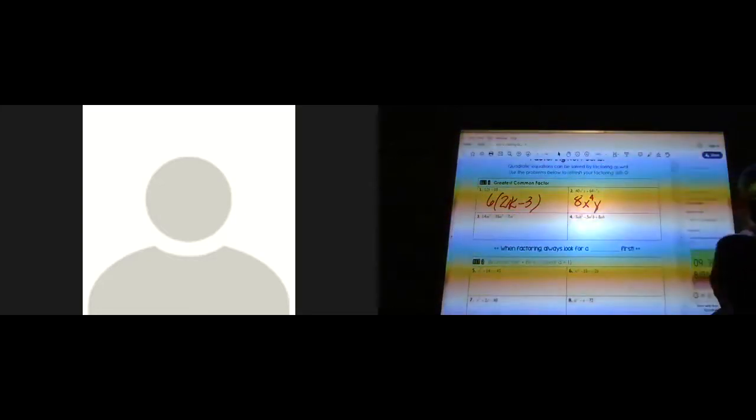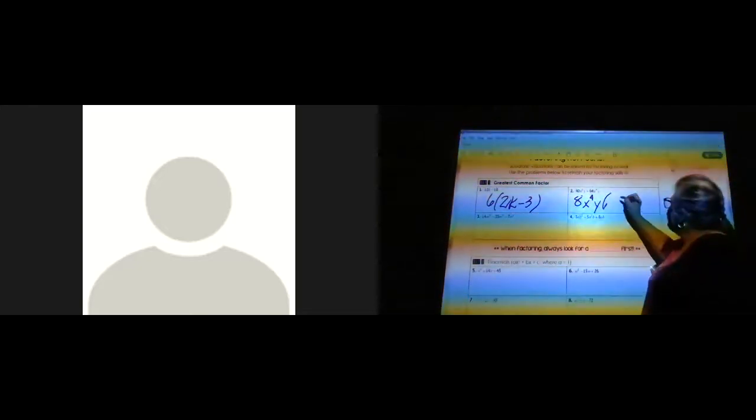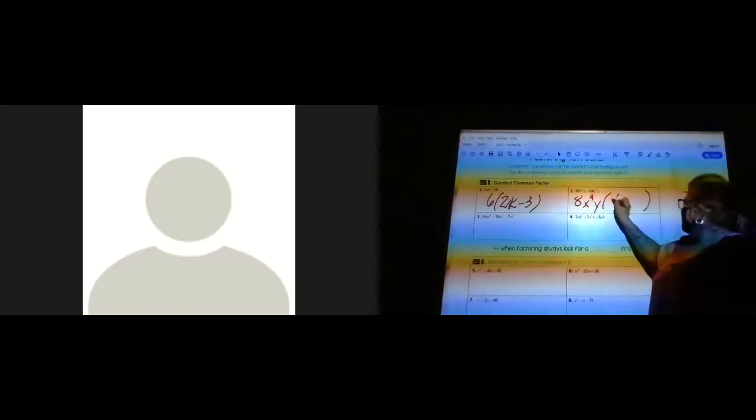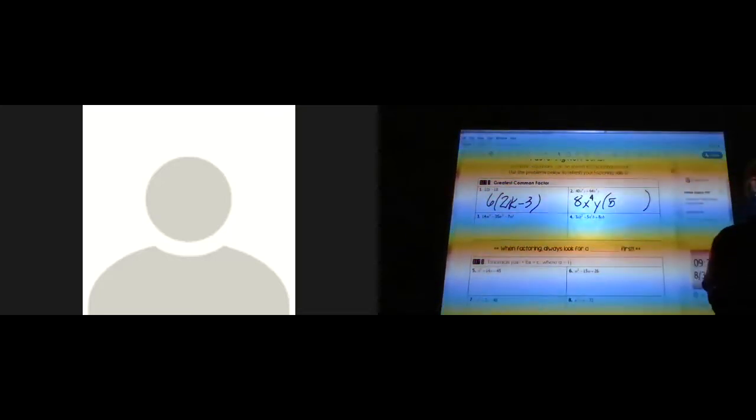What about number 2? So the greatest common factor is 8, but is it only 8? And why is it x to the 4th power y? So now, what can we multiply 8 by to get 40? 5. What can we multiply x to the 4th by to get x to the 8?